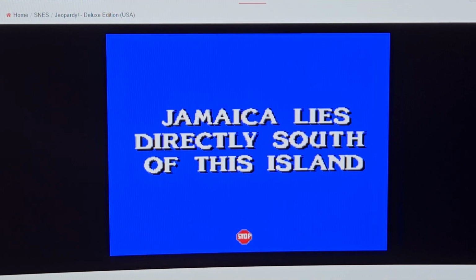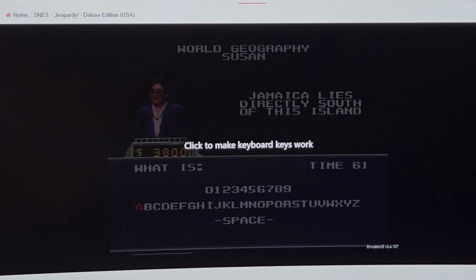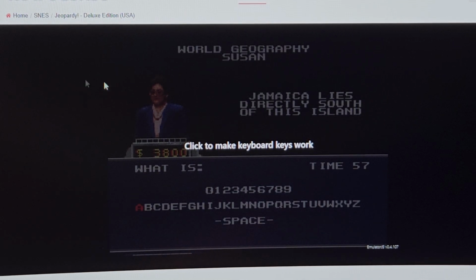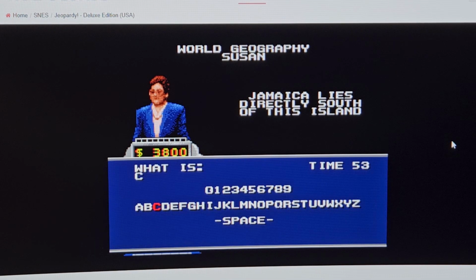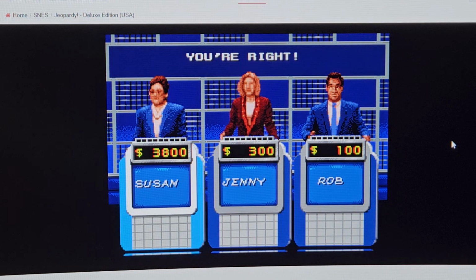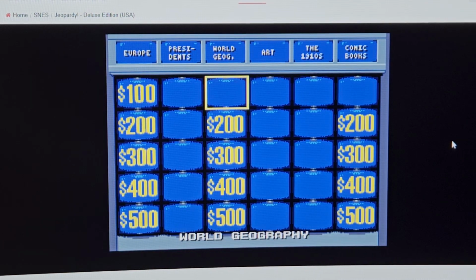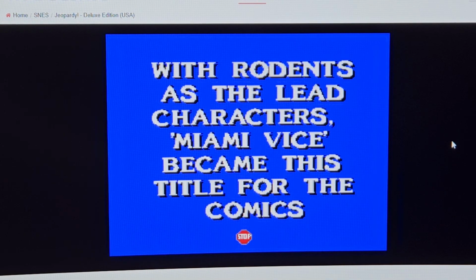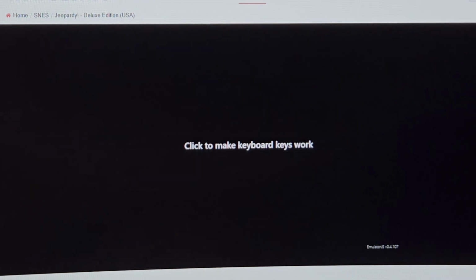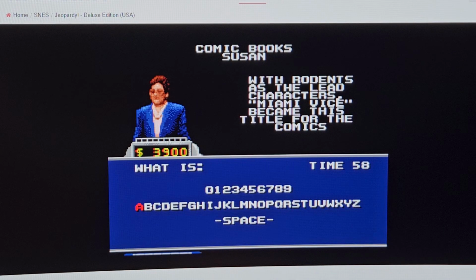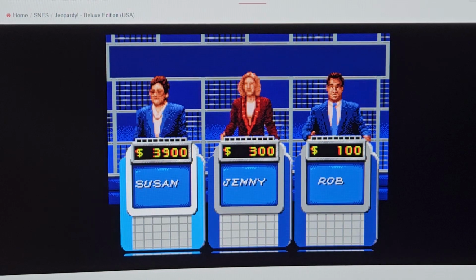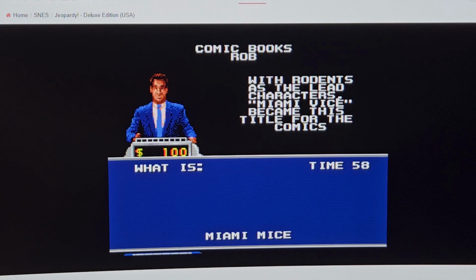The answer is... Jamaica lies directly south of this island. What is Cuba? How about comic books for 200? The answer is... With rodents as the lead characters, Miami Vice became this title for the comics. What is Miami Vice? Oh, I didn't mean to end it too soon. It's Miami Mice.